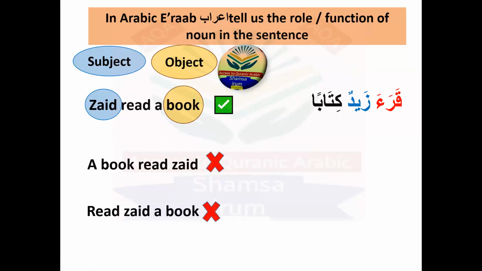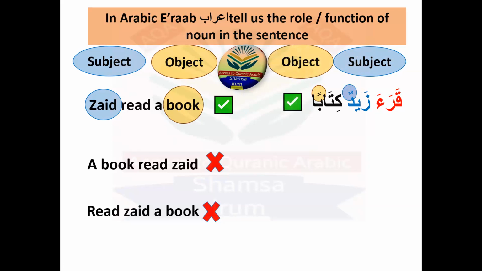Qara'a Zaidun kitaban. It is the same meaning. Zaid read a book. Qara'a, and Zaidun. What is the airaab here for Zaid? It is marfu. This marfu condition tells us that he acts here as a subject. Zaid is the doer who is reading a book. And the book acts here as an object because it is mansub, because it is in the nasab state. This is correct because it's totally fine now.